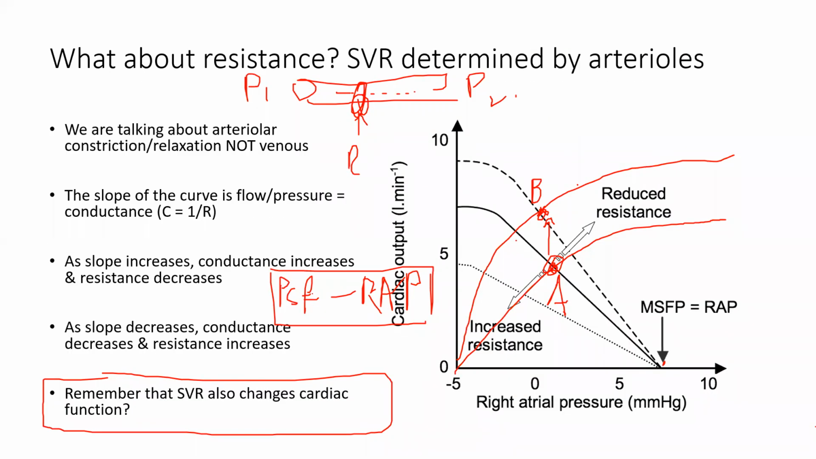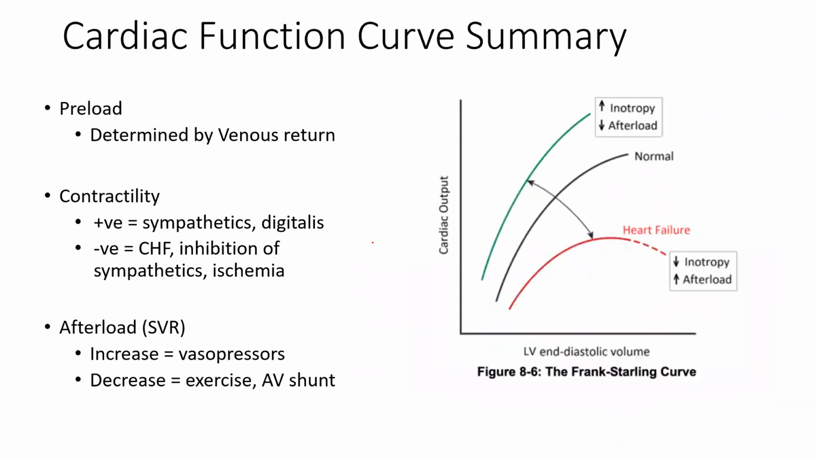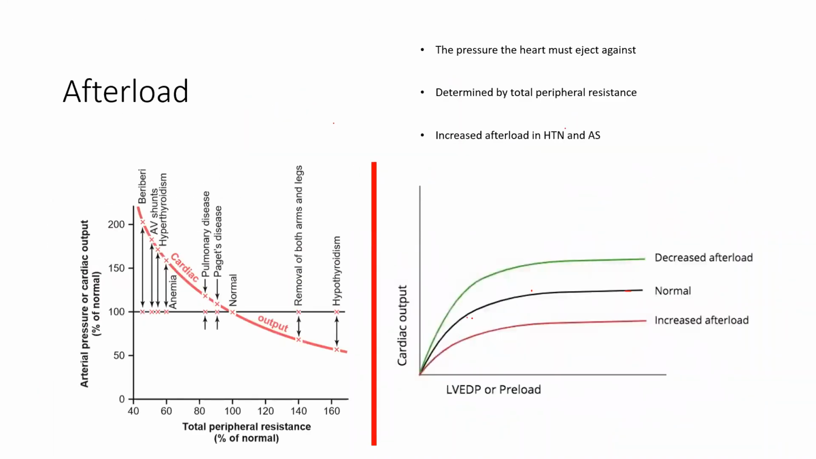Yes. So the answer is vasodilation causes more venous return. The cardiac output increases, so it moves upward on the graph. But the cardiac output would increase even if the curve moves this way, even if I kept the preload the same. So let me go here. This is the cardiac function curve. I've removed the venous function curve again. Let's say I have this preload.